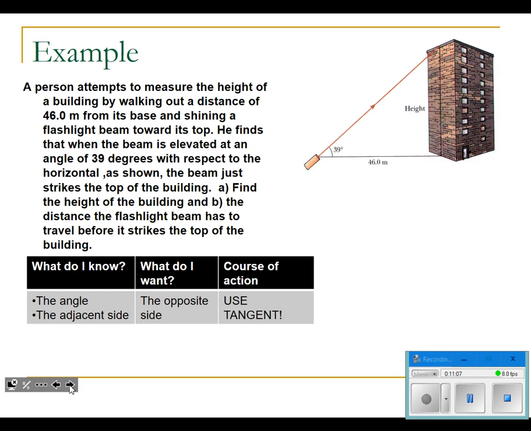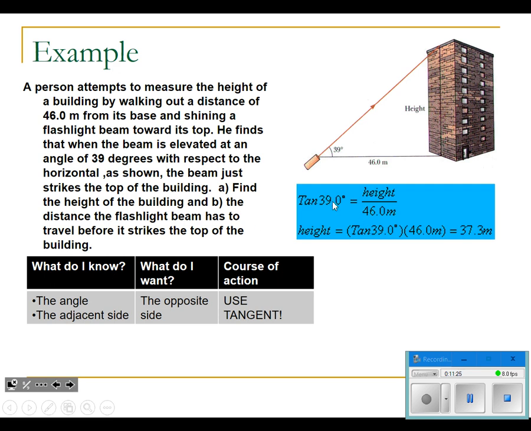I have an example here. I could have the information here about this building, and I know the angle on a side. If I want to know how high it is, I could use tangent, and so I could take tangent 39, multiply it by 46, and find the height to be 37.3. The thing about your calculators is you need to make sure they are in degree mode for my class. All right, they got to be in degree mode, not radians.